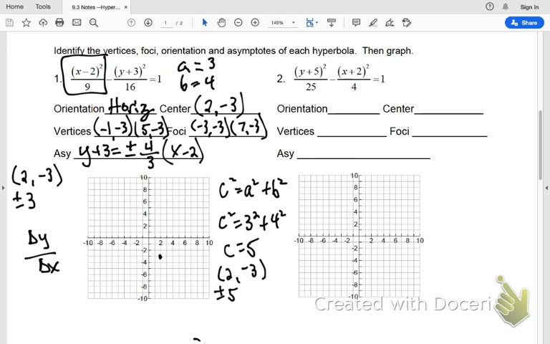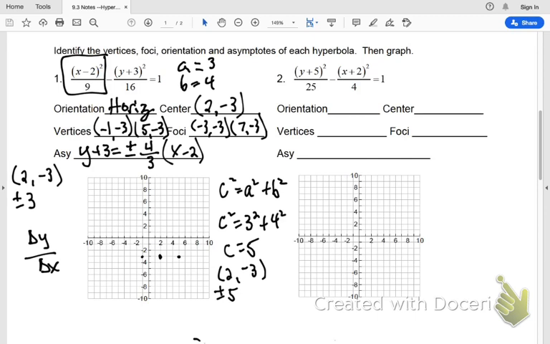Vertices at negative 1, negative 3, and 5, negative 3. Okay, and I'm not going to graph the foci yet. I'm going to draw an imaginary box around this center using my a and b value.